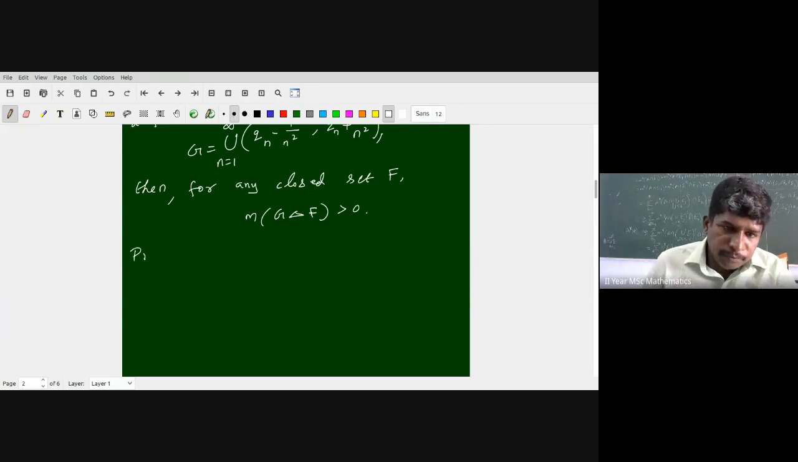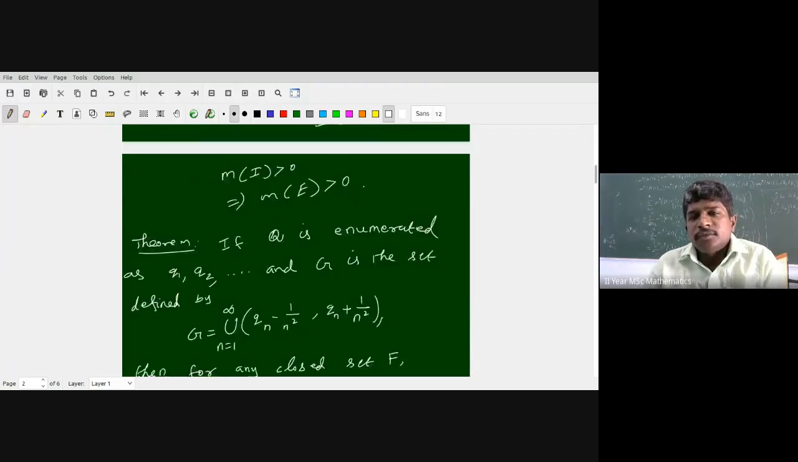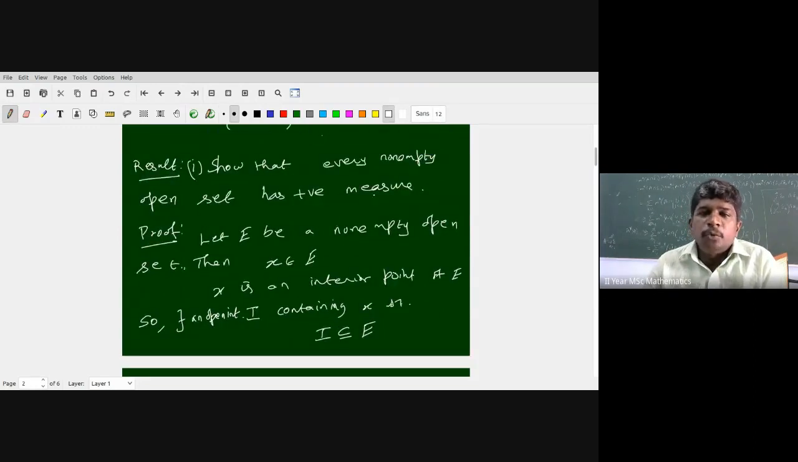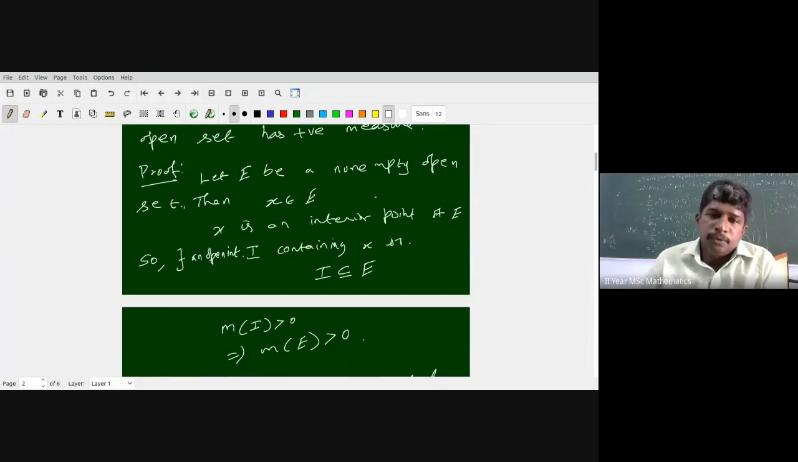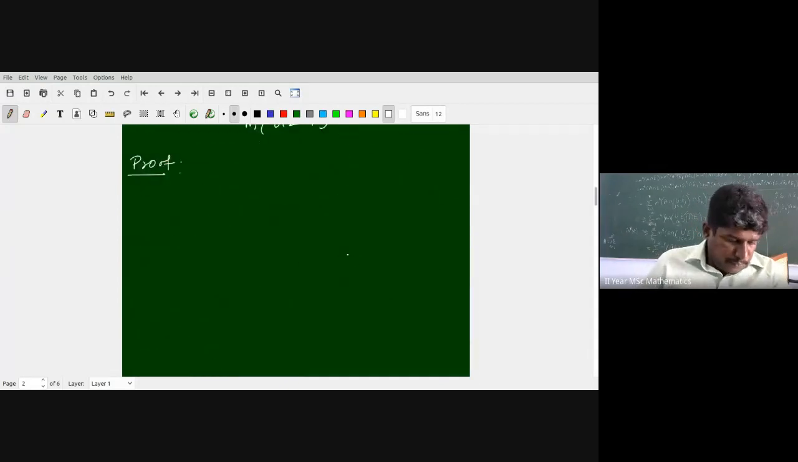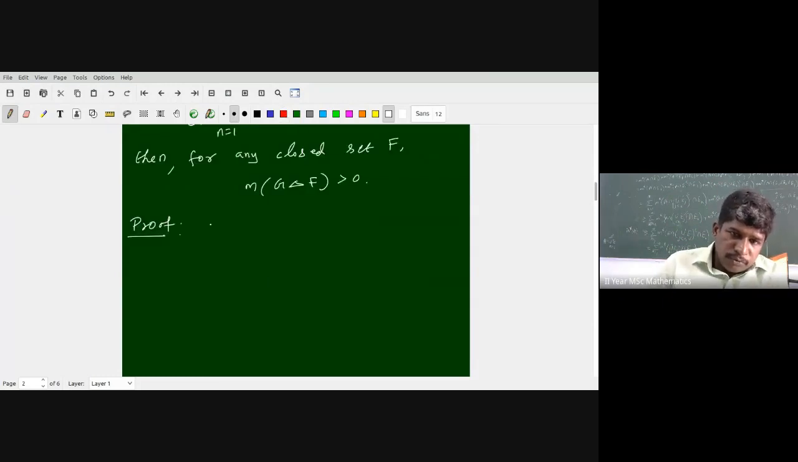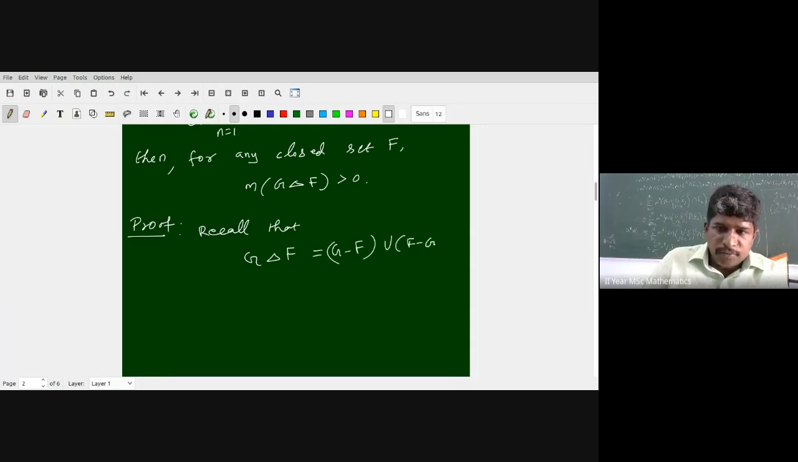The proof of this. From the previous result, every non-empty open set has positive measure. If an open set has zero measure, then the set is empty, right? By the contrapositive statement. Okay, so let us take two cases. Recall that G delta F is nothing but G minus F union F minus G.